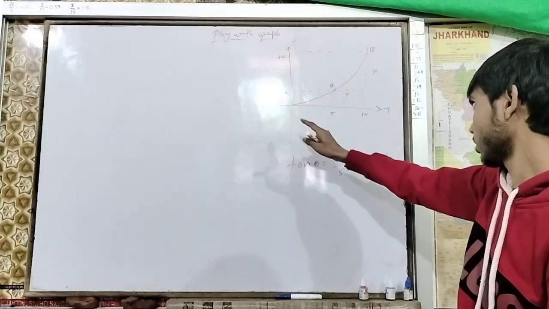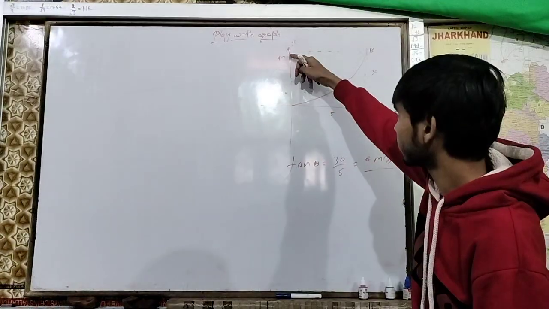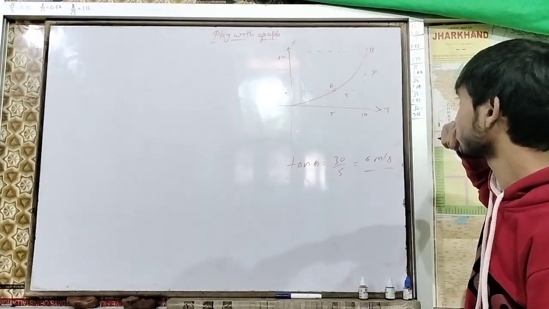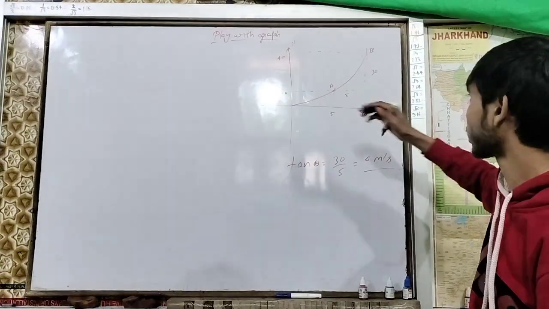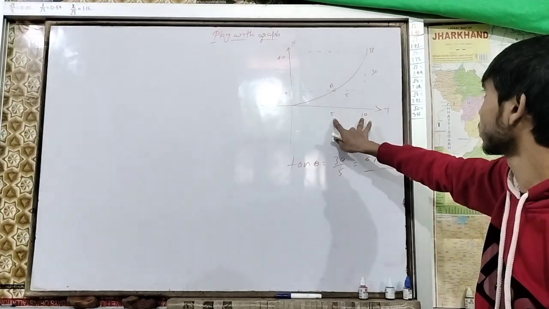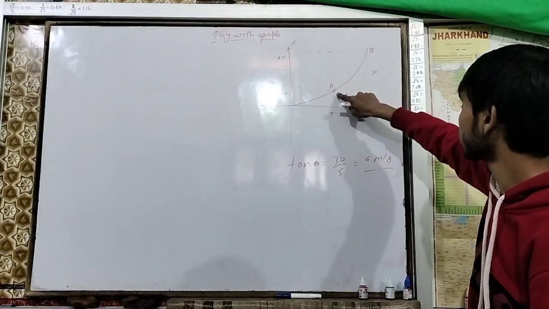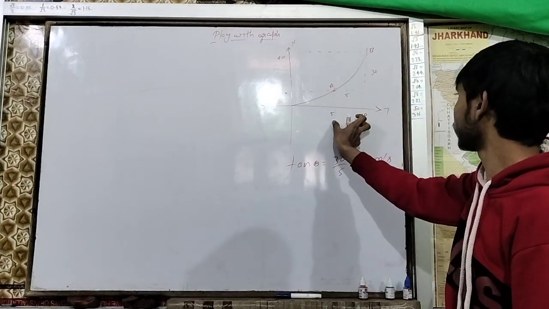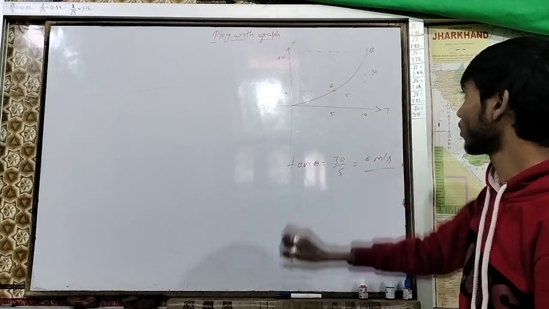So we know that the total distance would be 30, but what about the time? We will get the time from here, 10 minus 5. This point is initial and this is final. So the time from here till here, 10 minus 5, you will get from here.